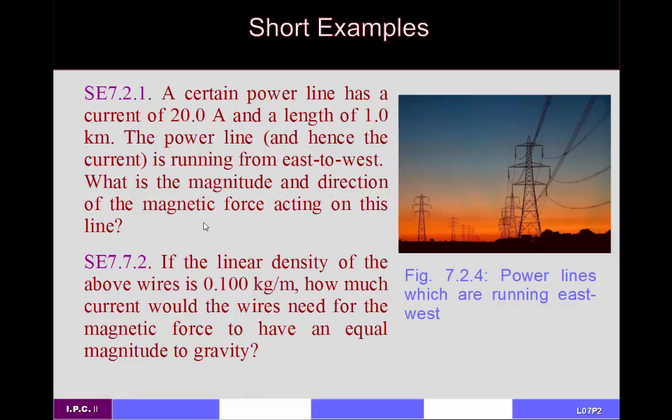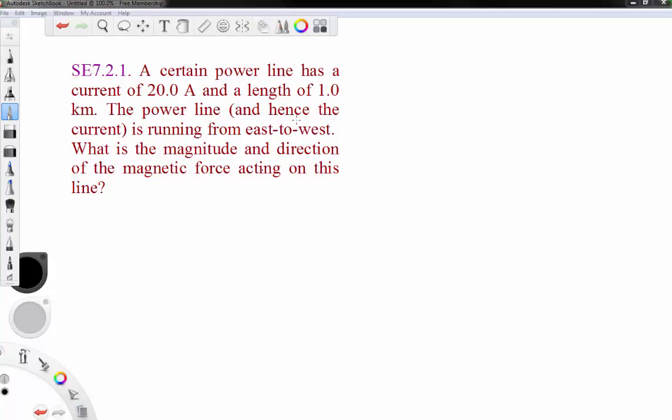So let's do a couple short examples with that. You've got a power line with a length, so this would be L equals 1 kilometer, which is also 1,000 meters. It has a current of 20 amps that it's carrying. It's running from east to west.